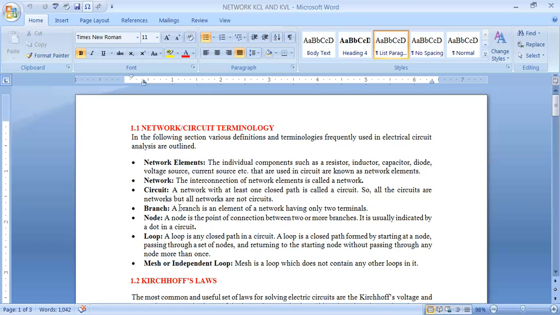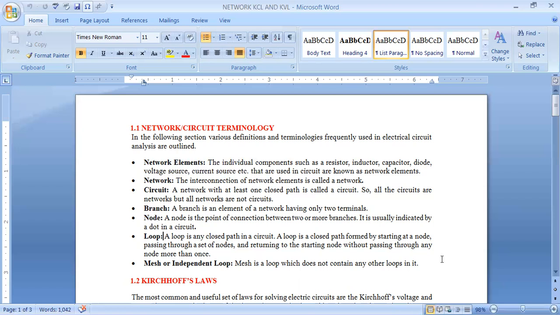Clear? So these are the important network and circuit terminology that we need to know before entering into Kirchhoff's law. Clear all of you? Right. Now we'll go for the next topic, Kirchhoff's law, KVL and KCL.